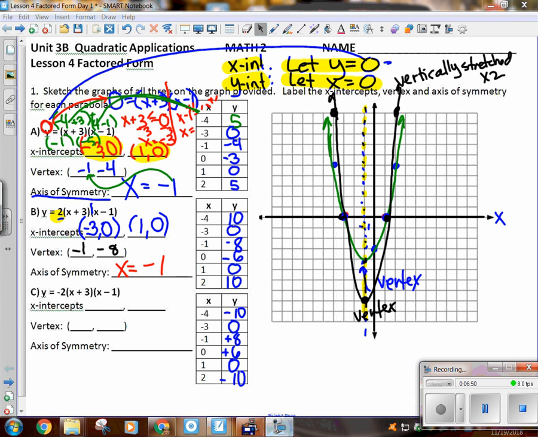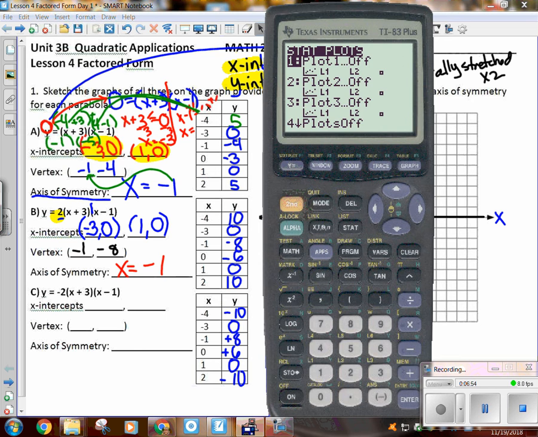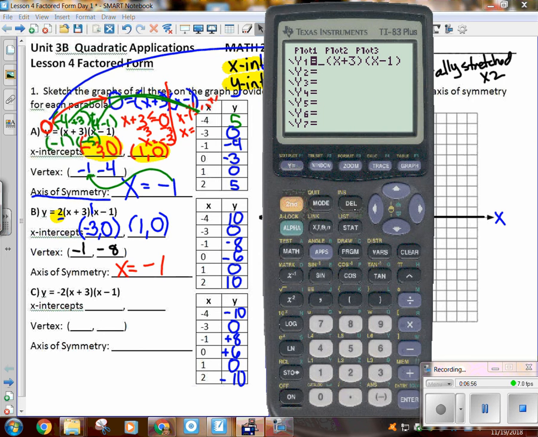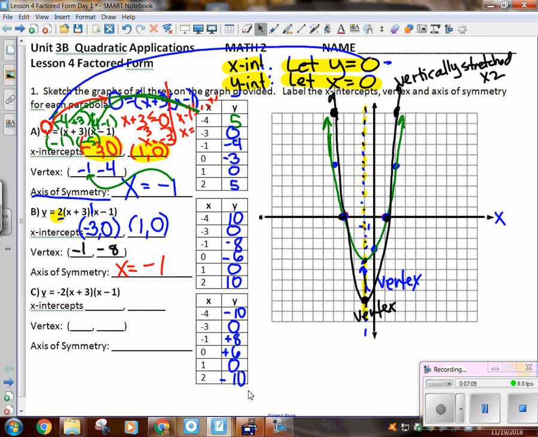If I wanted to grab my calculator, I could confirm that. I could go to y equals, insert a negative. Whoops, I didn't like that. Okay, then I could look at the table, and sure enough, those are the same values. So it does exactly what we predicted.